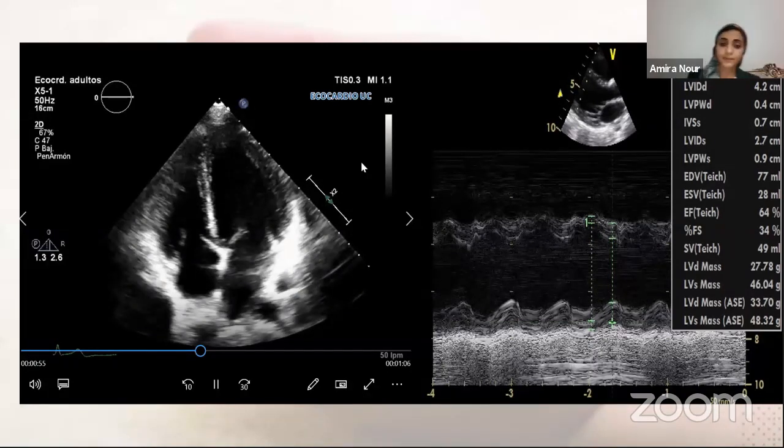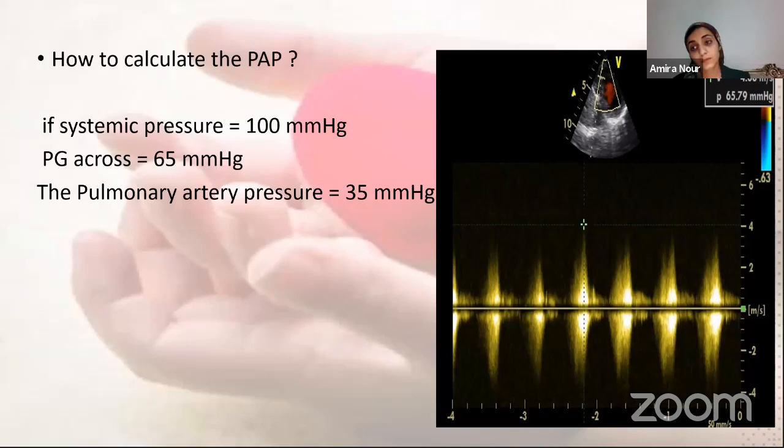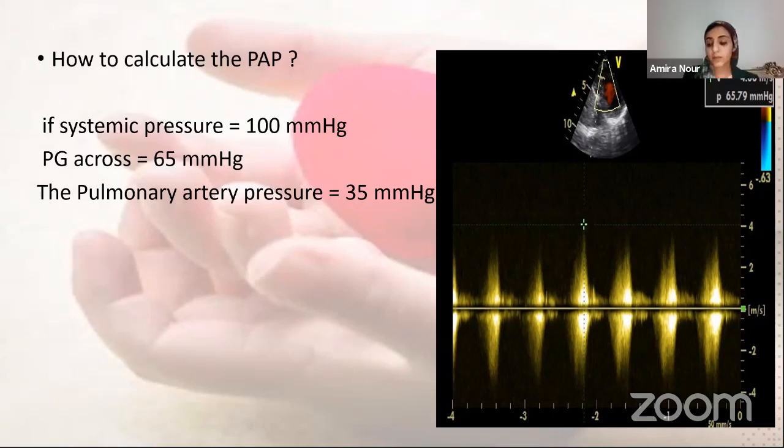Yes, Dr. Thank you. Amira, could we go back to the previous file? This one? So we might have a VSD whose pressure gradient is 65, but the systolic pressure in that adult patient is 130. Does it have any implication on the calculation of pulmonary artery pressure?